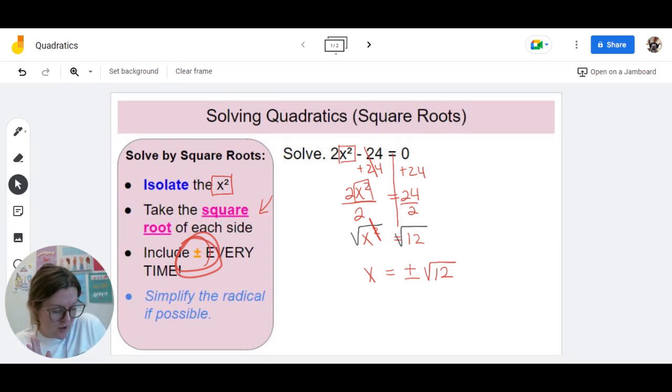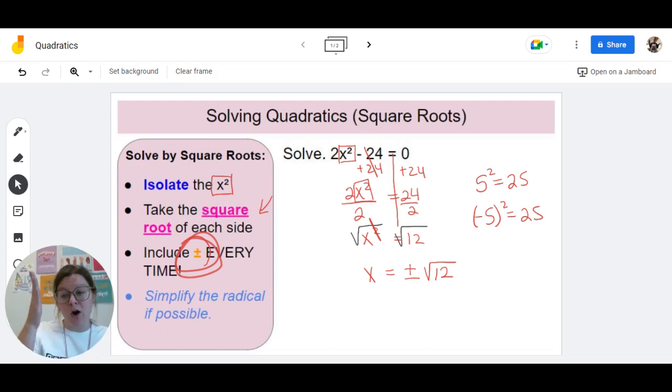Because if we have 5 squared, that would give me 25, right? Or technically -5, negative times a negative gives me a positive, would also give me 25, which is why we could have a positive or a negative number that is being squared.